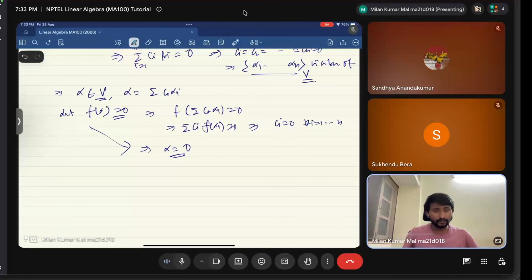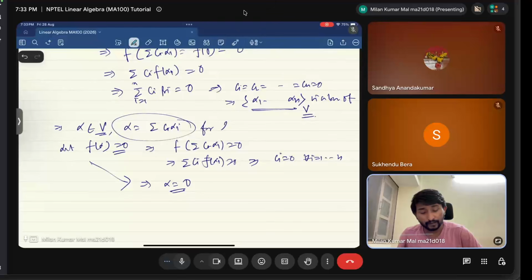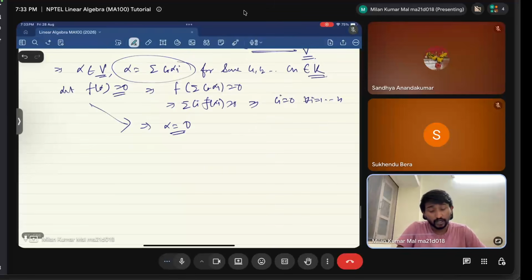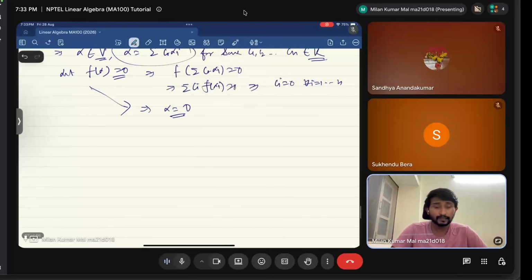I started with any vector alpha, so alpha is an arbitrary vector in the vector space V, and alpha 1, alpha 2, ..., alpha n form a basis of V. Then alpha can be written as a linear combination of these for some C1, C2, all the way to Cn coming from the field K. So alpha has to be 0. That means f is injective.